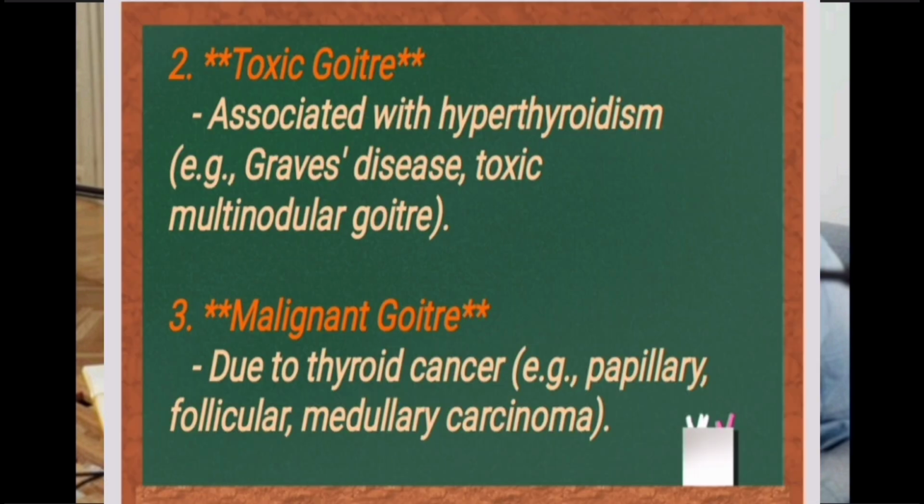What about when it is overactive? That's the toxic type. Here, the goiter is linked directly with hyperthyroidism. The gland is enlarged and producing too much hormone. Graves' disease is a classic example mentioned, or something called toxic multinodular goiter, conditions where you get both the swelling and the overactivity. Makes sense. Then there's the more serious category, malignant. Malignant means the enlargement is actually due to thyroid cancer. The notes list specific kinds like papillary, follicular, medullary carcinoma. So definitely something that needs identifying.